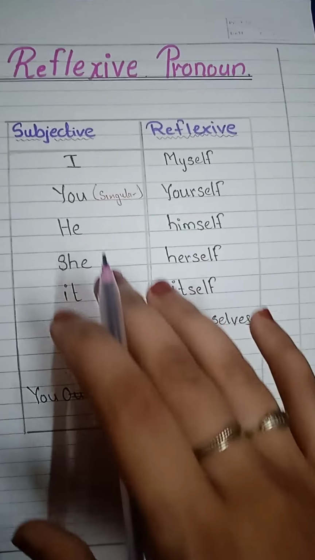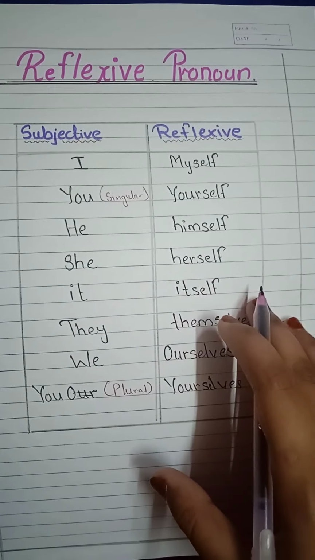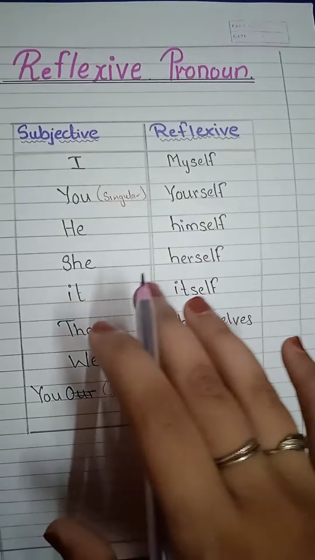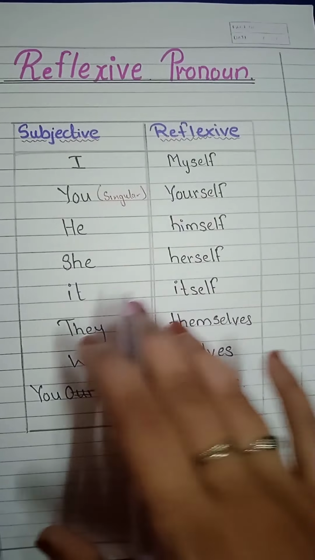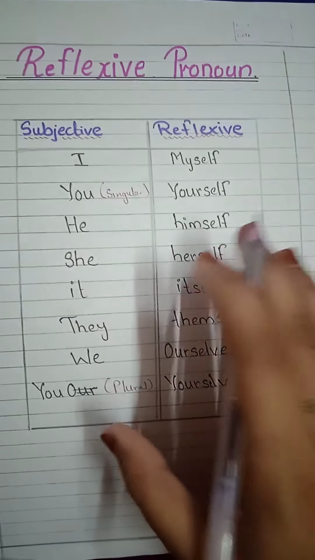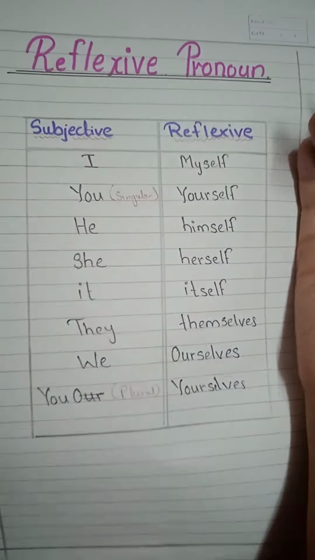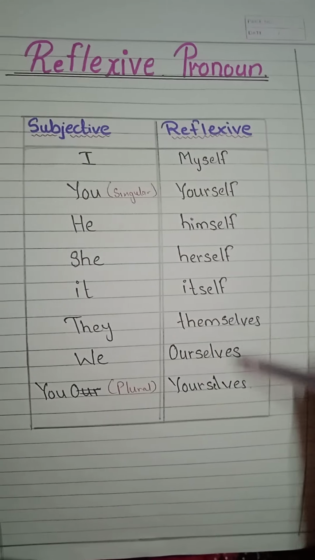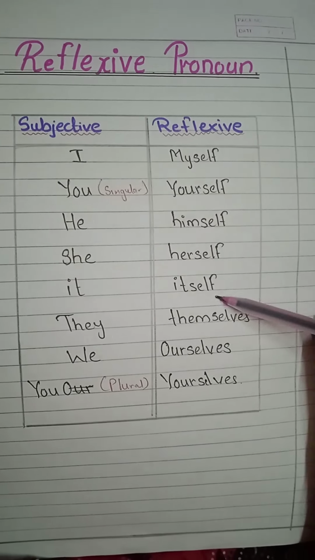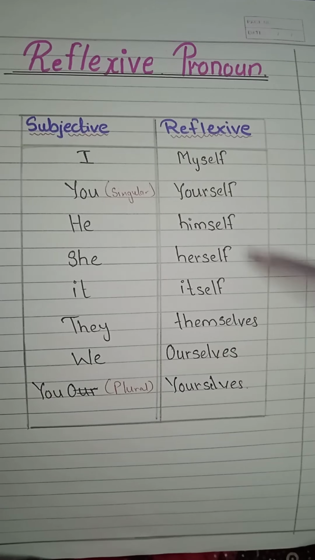We have seen the types of pronoun. What are the types? There are many types, like subjective pronoun, objective pronoun, demonstrative pronoun, reflexive pronoun, etc. Today we are going to revise reflexive pronouns. So what are the reflexive pronouns? Here you can see the list: myself, yourself, himself, herself, itself, themselves, ourselves, yourselves. These are the reflexive pronouns.